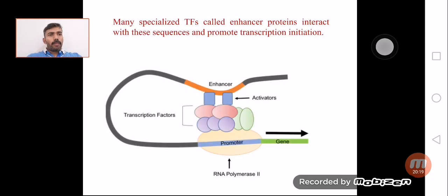And of course, for a gene, there will be many specialized transcription factors like these enhancers. That means these enhancer proteins can interact with these sequences in order to start the initiation. You can see in the image the transcription factors which have already interacted with the core region and the RNA polymerase enzyme, and there are activator proteins or enhancer proteins which interact with the enhancer sequences.